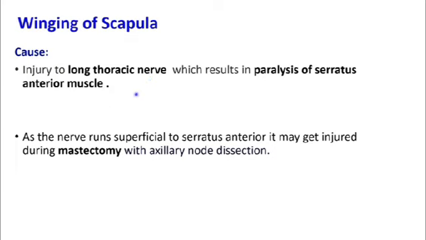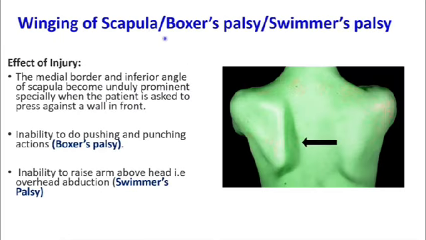Now what will be the effects of injury to the long thoracic nerve? First, the condition is known as winging of scapula. It is also known as boxer's palsy. It is also known as swimmer's palsy. Let us see why these names are given.